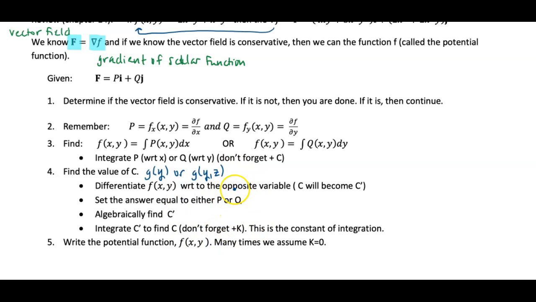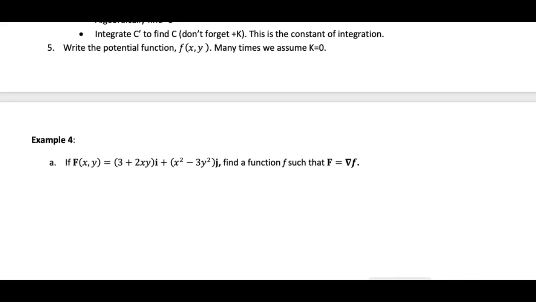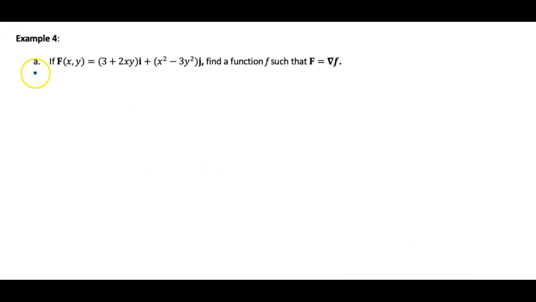Now, if we have to do this again, there might be another constant of integration, and we may have to go to some constant of integration called h of z. And again, we'll do some examples of this, allowing us to find our potential function. So example 4: if F of x, y is equal to the quantity (3 + 2xy)i plus (x squared minus 3y squared)j, find the function f such that the vector field F is equal to the gradient of f.